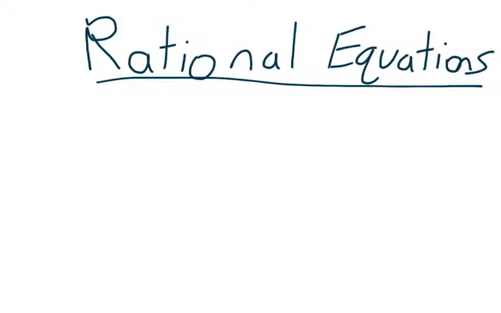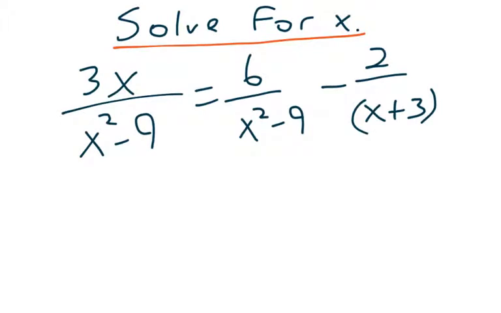All right, we're looking at rational equations. And here we have x squared minus 9 on the bottom as a denominator, but if you'll notice, this one is not x squared minus 9. So the first thing we need to remember is we need to get the same denominator. So we need a common denominator.